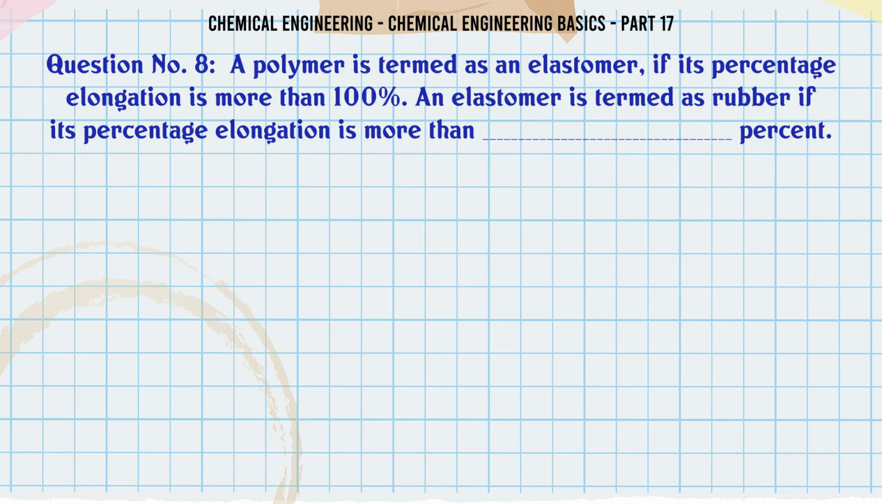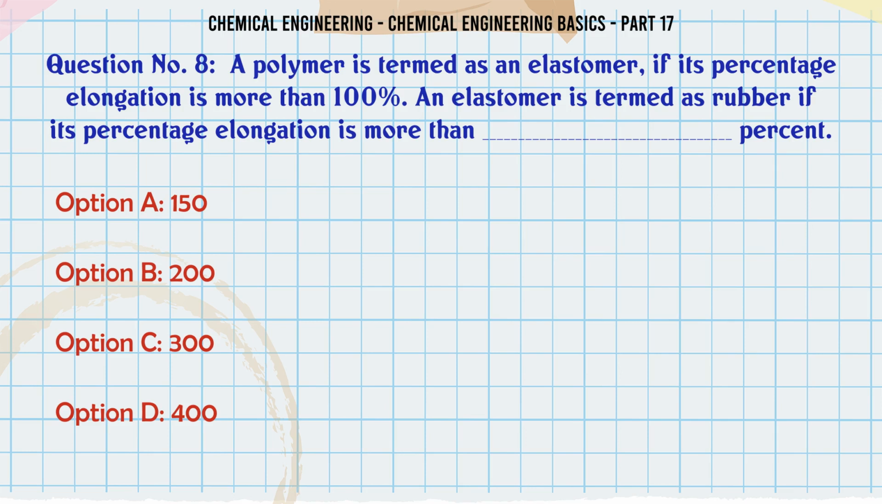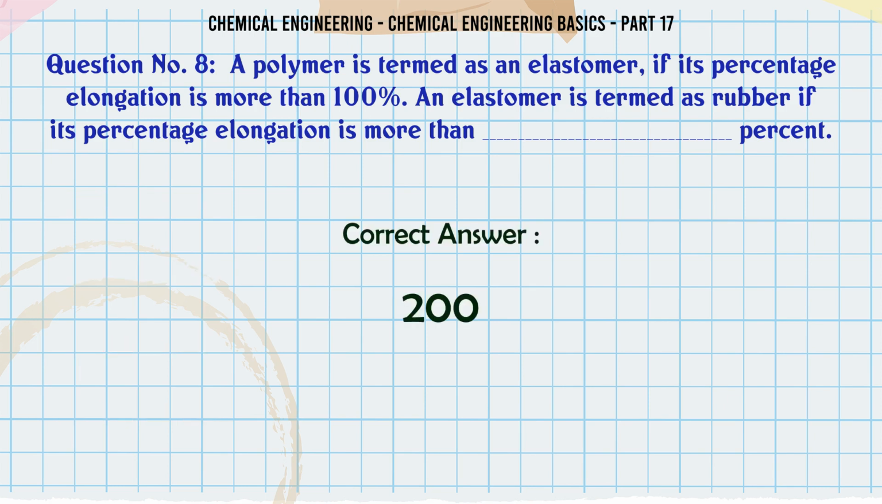A polymer is termed as an elastomer if its percentage elongation is more than 100. An elastomer is termed as rubber if its percentage elongation is more than blank %. A. 150. B. 200. C. 300. D. 400. The correct answer is 200.